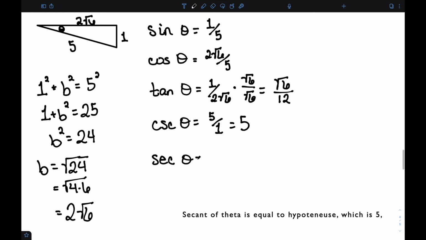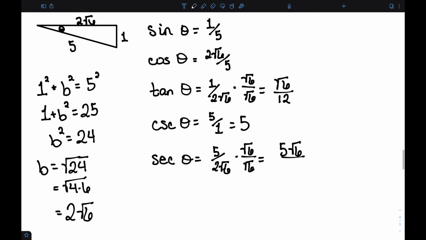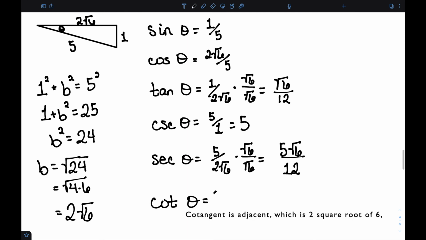Secant of theta is equal to hypotenuse, which is 5, over adjacent, which is 2 square root of 6. Once again, I multiply both the top and the bottom by square root of 6. The top is now 5 times the square root of 6. The square root of 6 times the square root of 6 is 6, times 2 is 12. So I have 5 root 6 over 12. Finally, cotangent of theta. Cotangent is adjacent, which is 2 square root of 6, over opposite, which is 1. So this one is just 2 square root of 6.